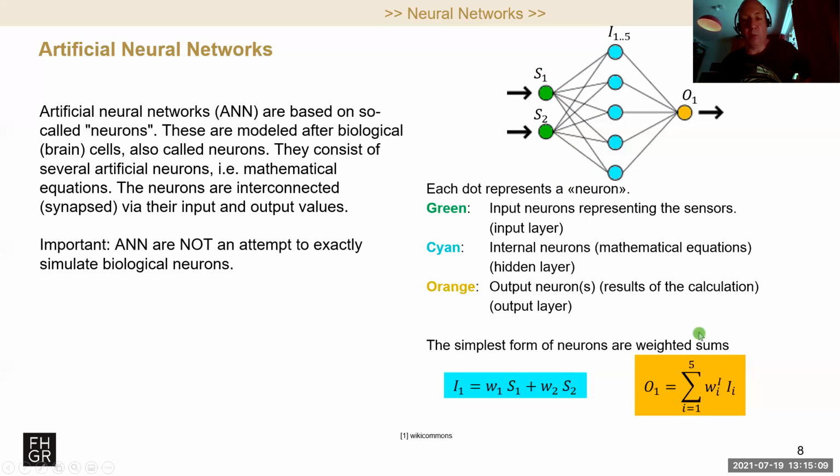And as I said, the math is not too complicated. Here we're doing sums of weighted input values. So it's not really fancy math. We're going to multiply that with a weight 1, we're going to multiply that with a weight 2, and then we add these weighted values here. And then we can also have, of course, additional layers with multiple input neurons and so on and so forth.